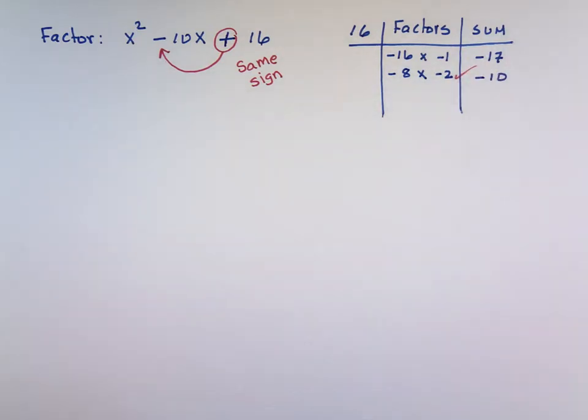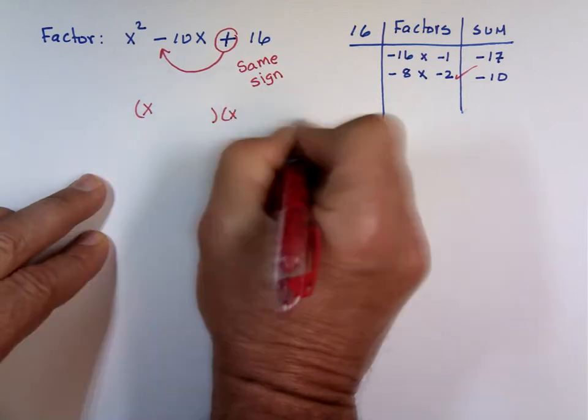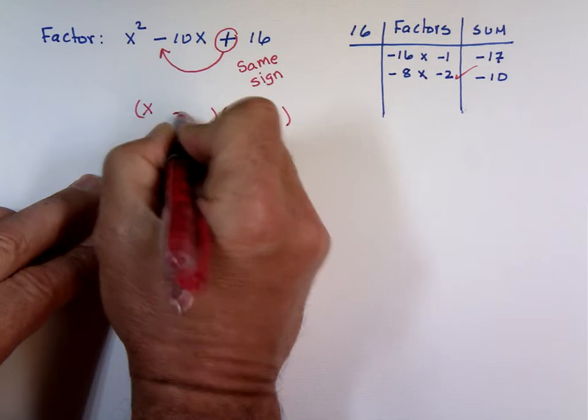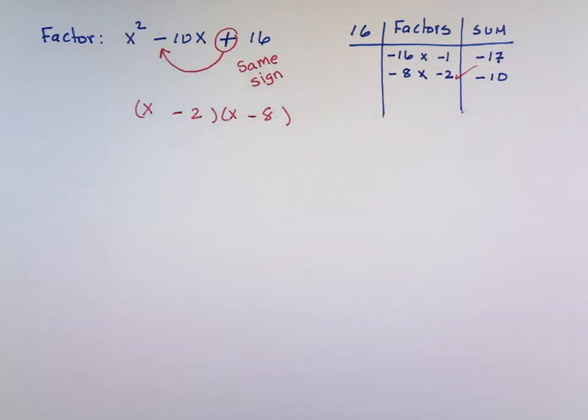So when I factor that, it's going to be x and x. And the two numbers are, it doesn't matter again where you put the 2 or the 8. One is negative 2, the other one is negative 8.